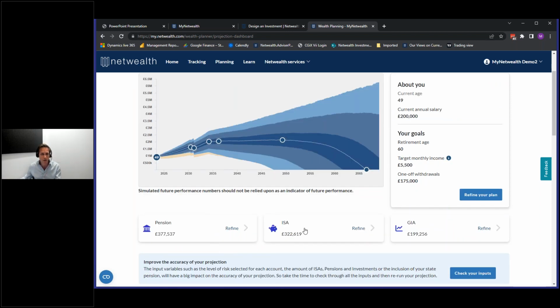They've got pensions, they've got ISAs, they've got the general investment accounts. And these have all been pulled through from that tracker of those assets. And then they can see how achievable that goal is into the future. And we're looking at a range of different outcomes into the future, and other sub goals they can put in place.